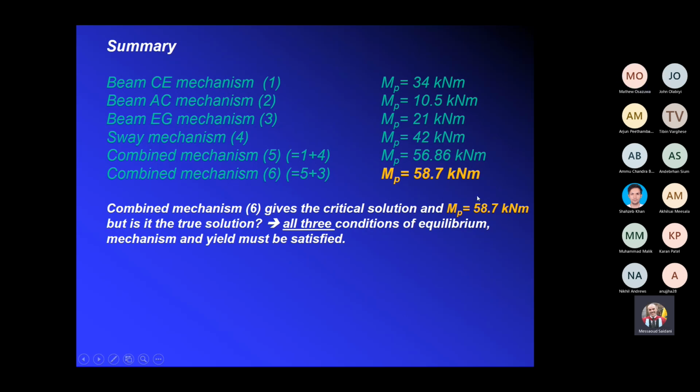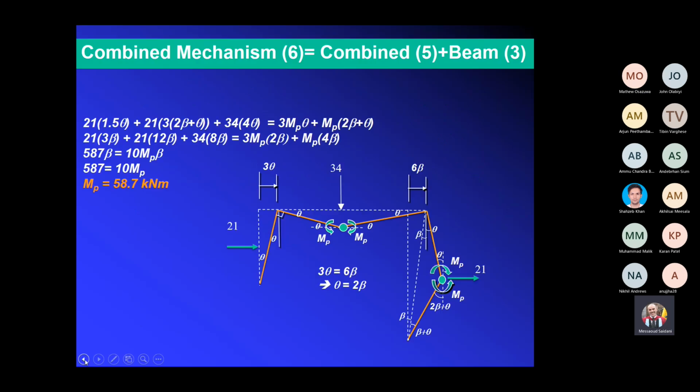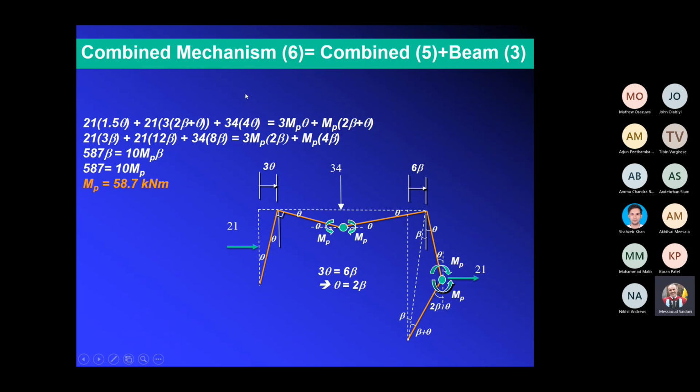Right. So what we need really is to check, because there is no guarantee, that this is actually the true solution. In order for this to be the true solution, and there is no other possibility, all three conditions of equilibrium, mechanism, and yield must be satisfied. If you go back to this mechanism itself here, the equilibrium is satisfied because we said external work equals the internal work. So that's satisfied.